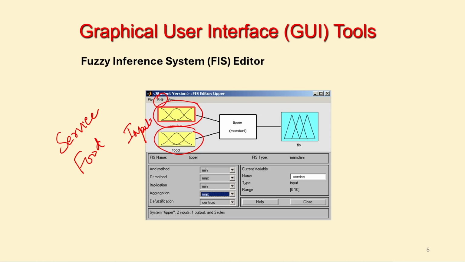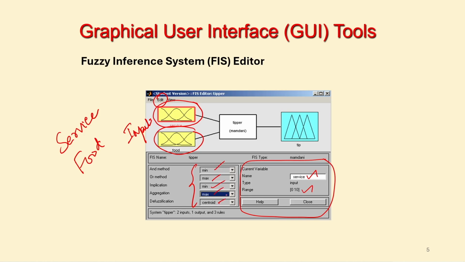Once you add an input, this window is visible. You have to give the name for the input, and you have to set the range for the input, 0 to 10. Here I set the range for the input as 0 to 10, and you can choose the methods you want: the AND method uses the minimum function, the OR method uses the maximum function, implication is always min, aggregation is maximum, and the defuzzification is centroid.